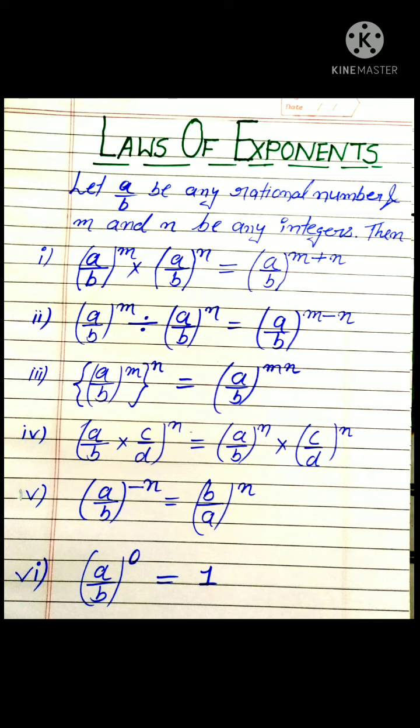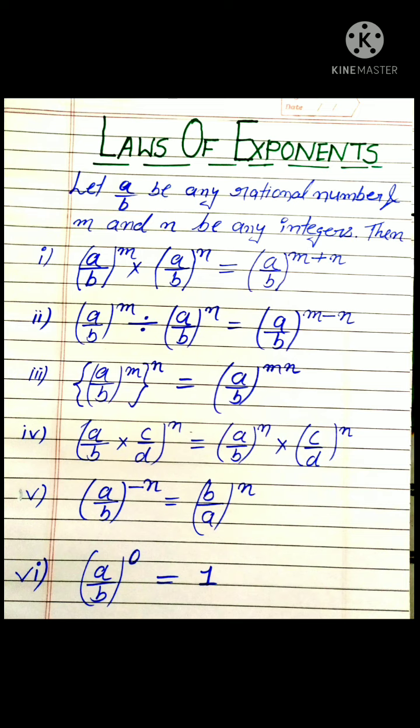Now the third law is the power of a power. Suppose any rational number a upon b has the whole power n, and again it has a whole power m, then what will happen? This power of power will be in multiplication. We will get a upon b to the whole power m into n. Now the fourth law: there are two rational numbers, a upon b into c upon d, and they have the whole power n, then this power n will apply to both rational numbers, a upon b to the whole power n into c upon d to the whole power n.